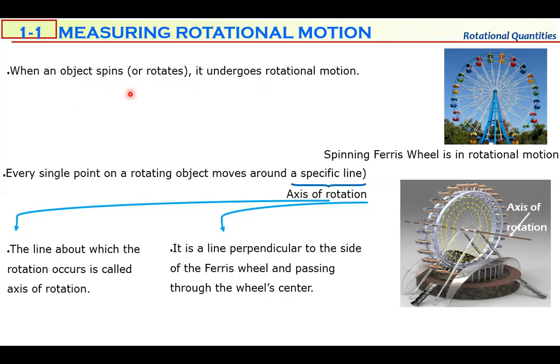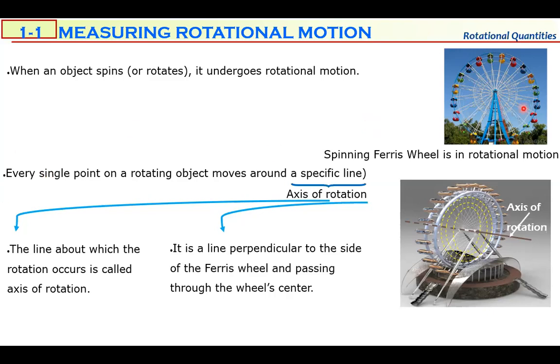talking about rotational motion. A spinning Ferris wheel, for example, is in rotational motion. It's a rigid object. Or a rolling ball, a spinning spinner, or a spinning ice skater is in rotational motion, or the earth spinning around its own axis, rotating about its own axis, it's also rotational motion.